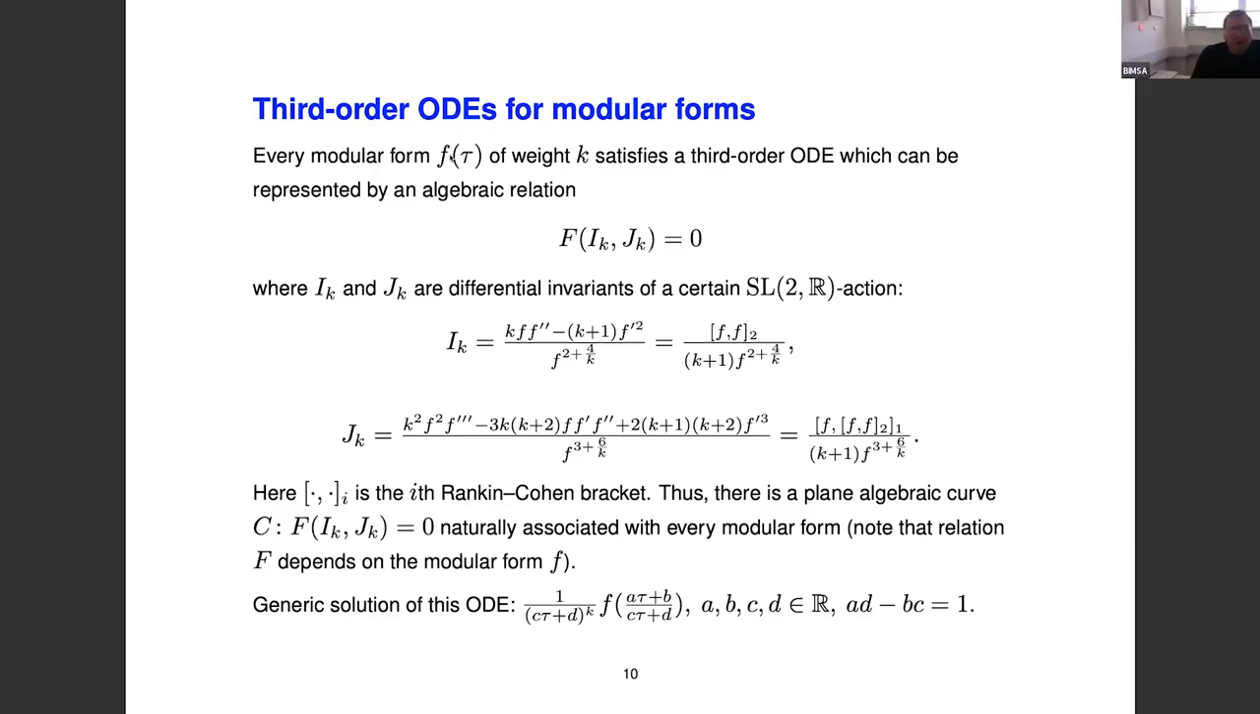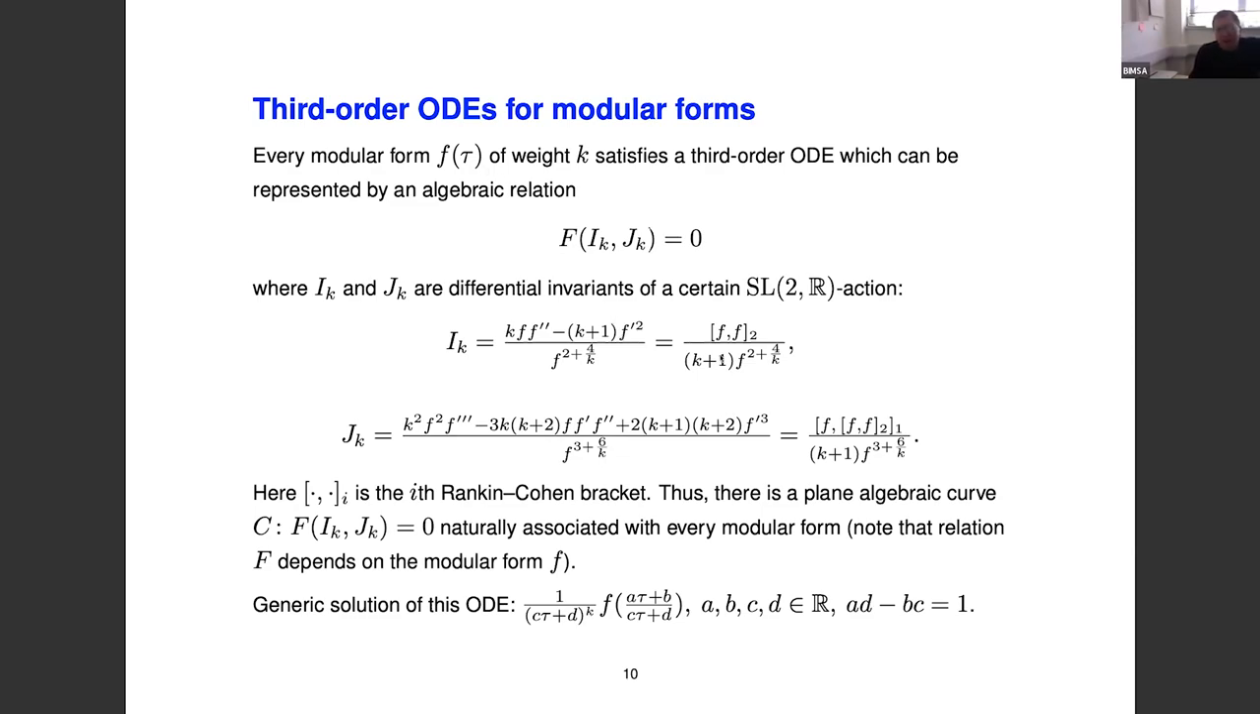Therefore, for every modular form f of tau of weight k, we associate in a certain canonical way an algebraic curve, right? And we can say that this modular form provides a modular parametrization of this algebraic curve, right? Because I_k and J_k are expressed in terms of this f in this explicit way. So this algebraic curve is parameterized by the modular form f of tau. So it's another way of looking at this.